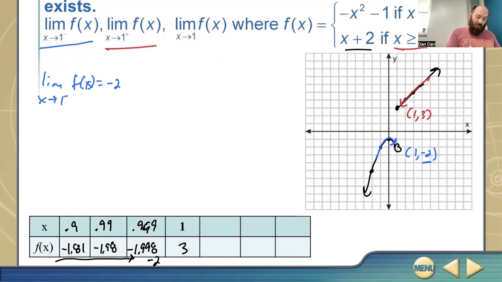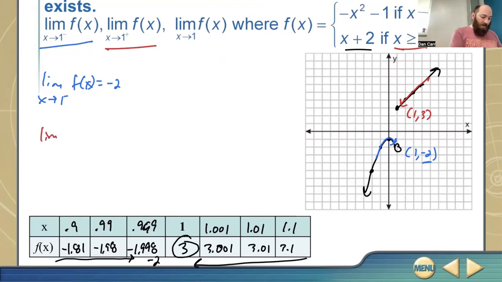But let's take a look at the behavior on the other side. From the right-hand side, we've got 1.1, 1.01, 1.001. If I plug those in, I get 3.1, 3.01, and 3.001. Notice from here, I am approaching 3 from the right-hand side. So that means the limit as x approaches 1 from the right-hand side of f of x is going to equal 3. I have two different values here.